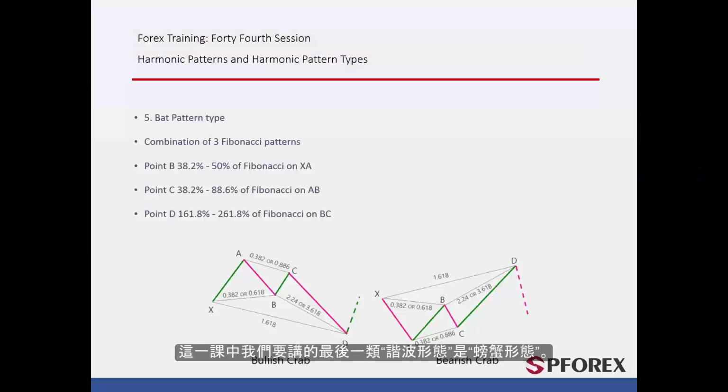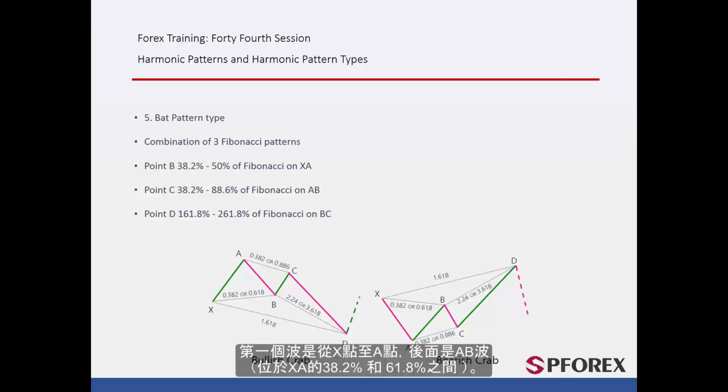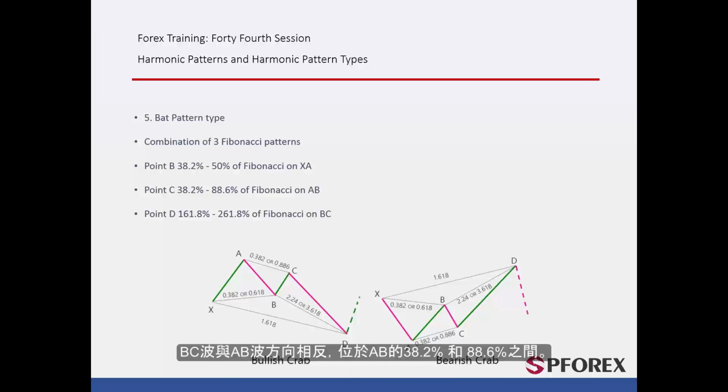The last type of harmonic pattern studied in this session is a crab pattern. First swing is from X to A, followed by an AB swing on the region between 38.2% and 61.8% XA. BC swing with opposite direction to AB is in the area between 38.2 and 88.6% of AB. Another reverse swing, CD, which is over 224% and less than 361.8% of BC.